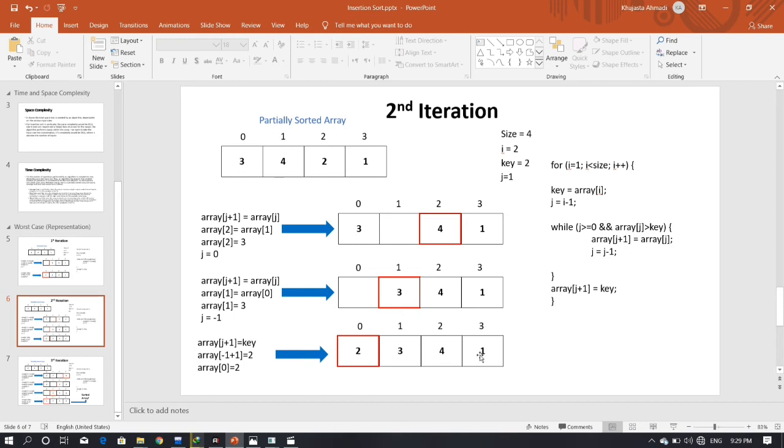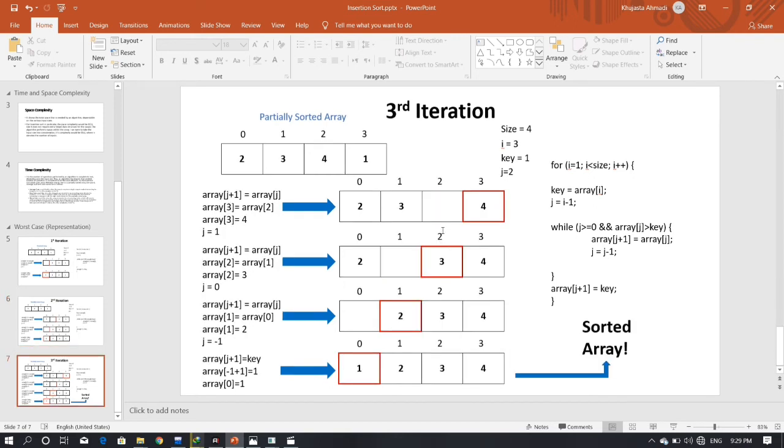So to complete this, we will move on to the third and final iteration, because i will always remain less than size, which is 4. So we will only have 3 iterations for this particular example.